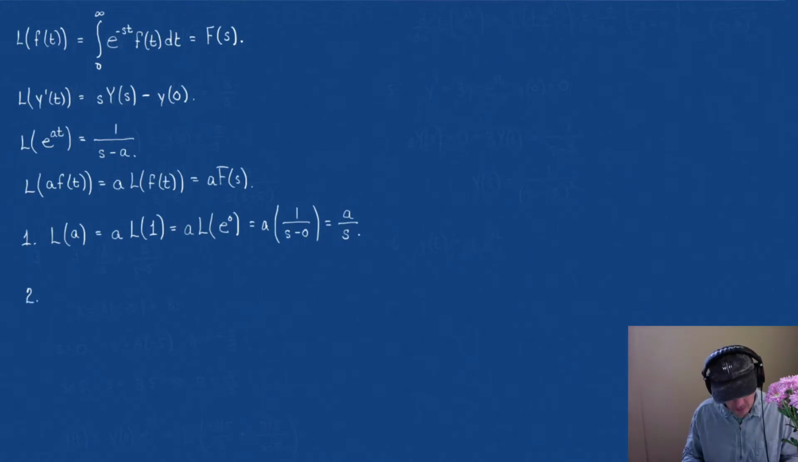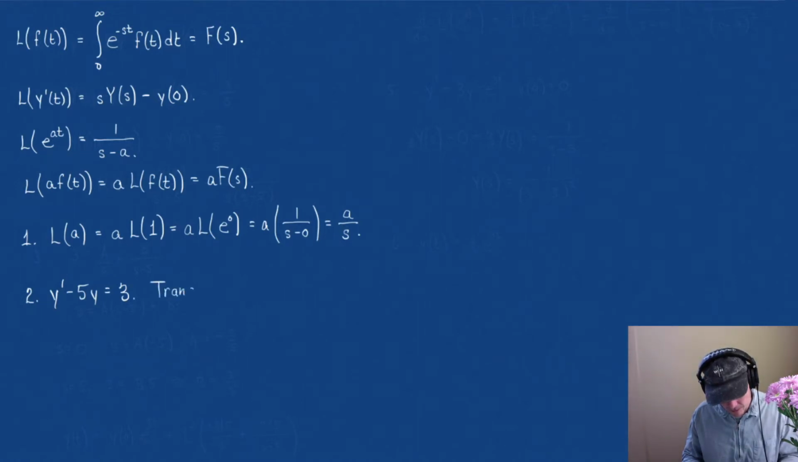Our second problem is we're going to solve y prime minus 5y equals 3. The first thing we're going to do is transform the differential equation.